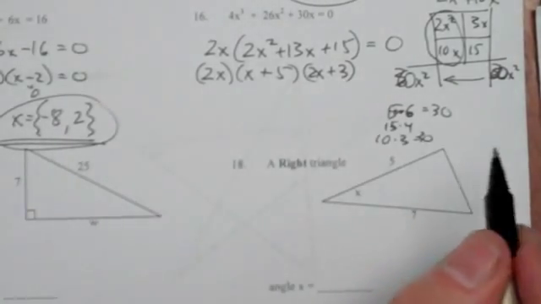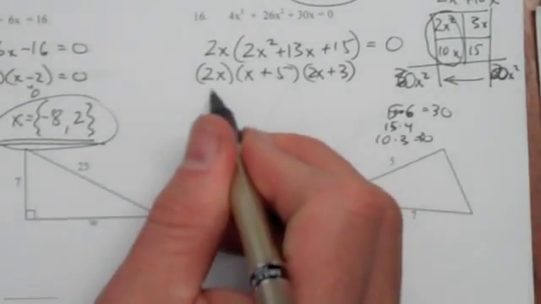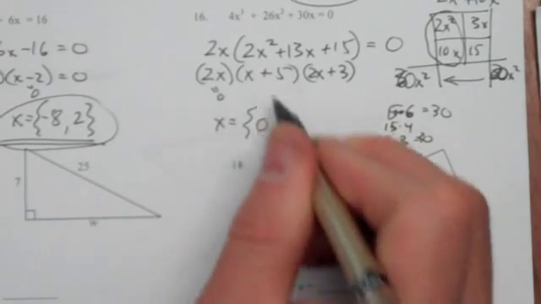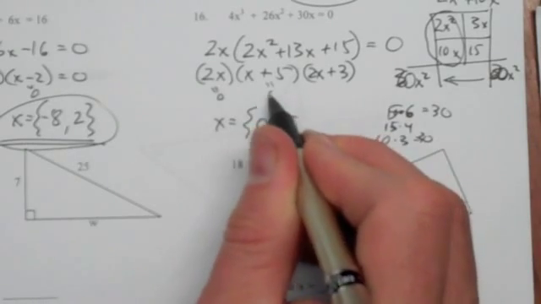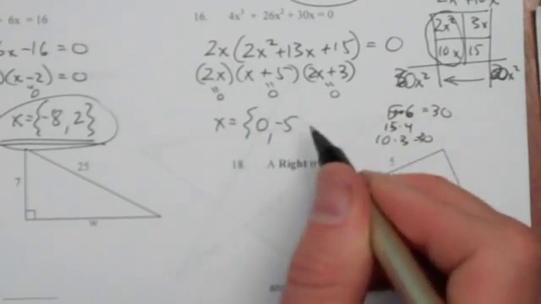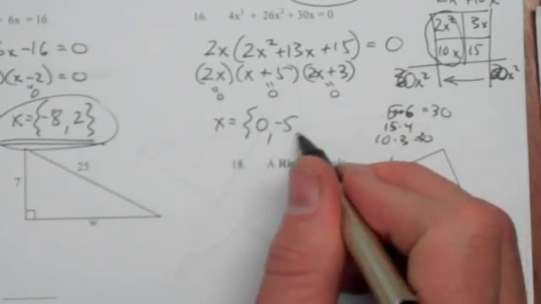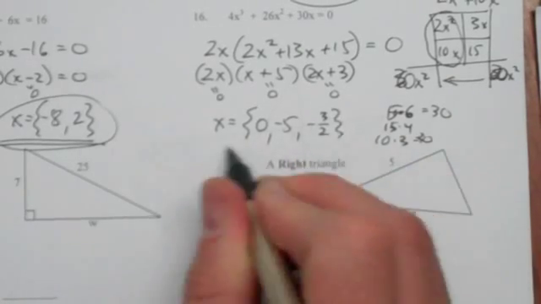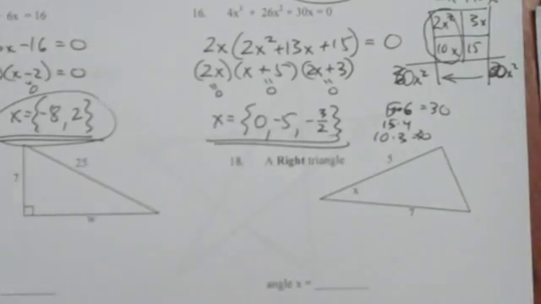You could put it into the quadratic formula if you wanted to. That's equal to 0 when x equals 0. This when it's negative 5. And this is equal to 0 when it's negative 1.5. Negative 3 halves. Okay, so there's your solution for that.